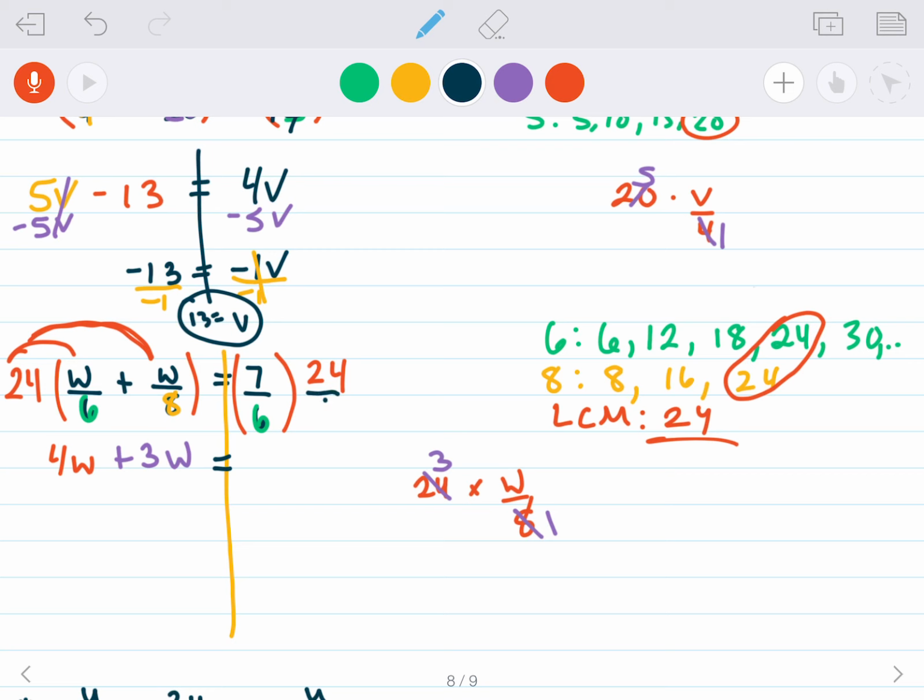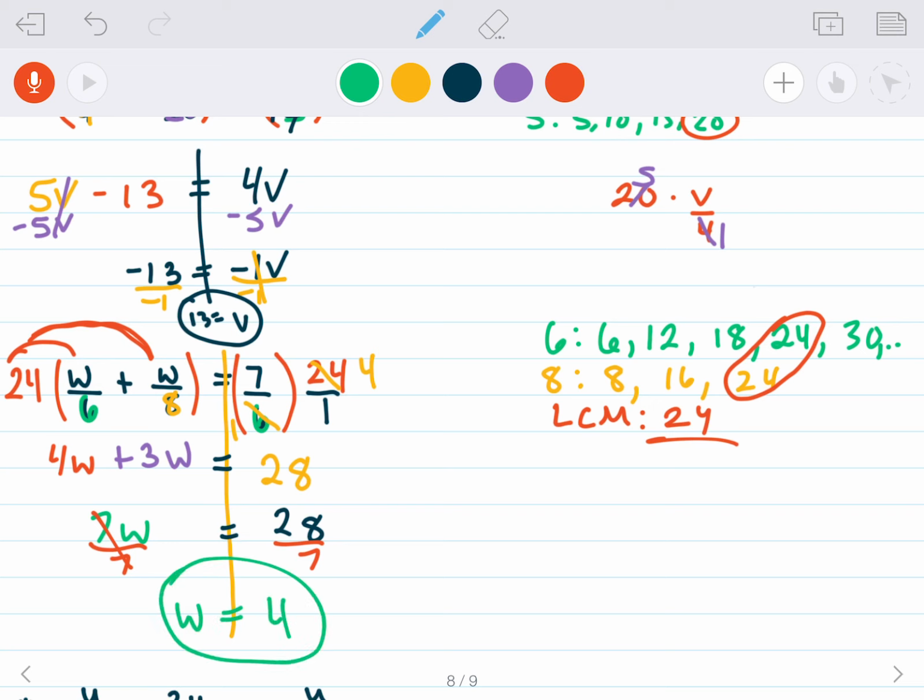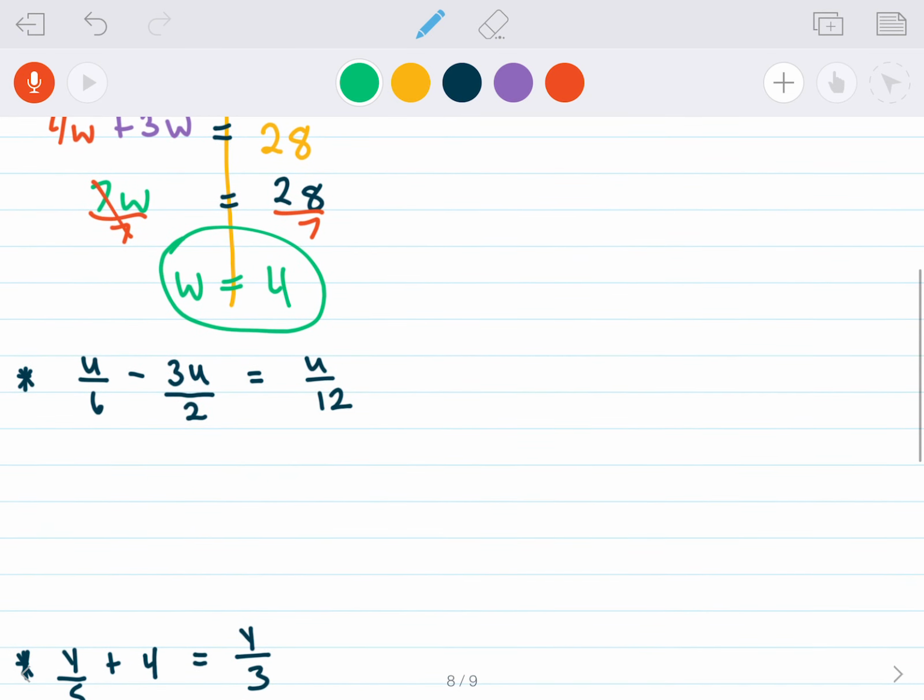And then the right side, we have 7 over 6 times 24 over 1. 6 goes into itself once, and 6 goes into 24 4 times, multiply straight across to give me 28. 7 times 4 is 28. All right, on the left, I can combine like terms, so a 4w and a 3w make a 7w. Finally, I can get w by itself by dividing both sides by 7. So that clears to 1, and I'm left with w is equal to 4. That's my final answer.